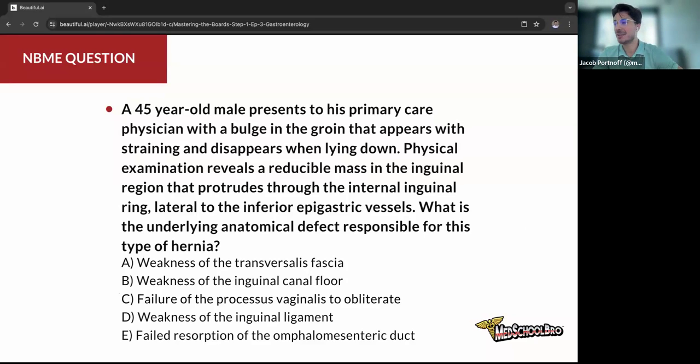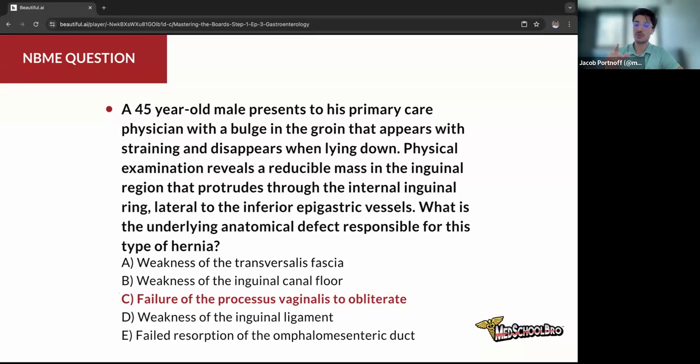Now, this is a little bit of a trick, everyone. This is a little bit of a trick. Lateral to the inferior epigastric vessels, guys. Lateral. Is this an indirect or direct hernia? Indirect. Indirect. And I know, really, really good, guys. So if you're saying C now, you're correct.